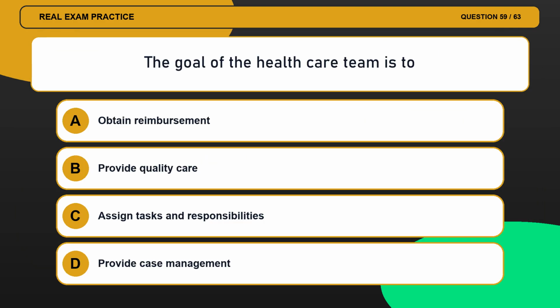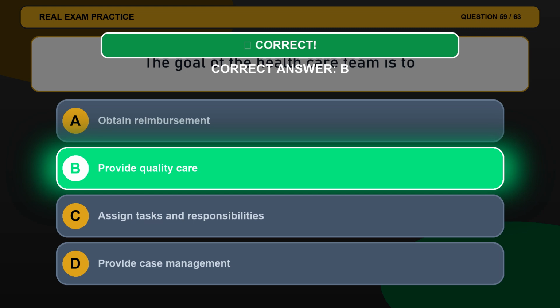Question 59. The goal of the healthcare team is to option A, obtain reimbursement. Option B, provide quality care. Option C, assign tasks and responsibilities. Option D, provide case management. The correct answer is option B, provide quality care.